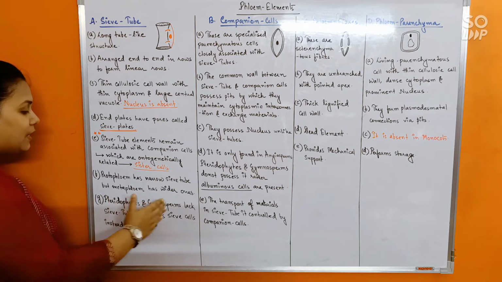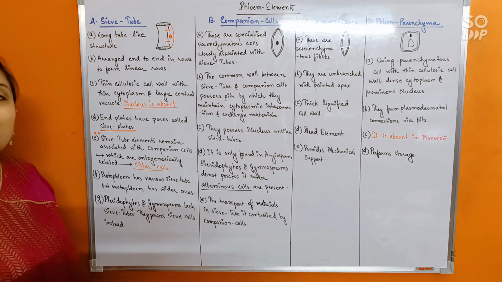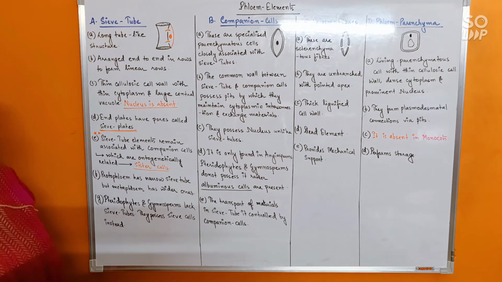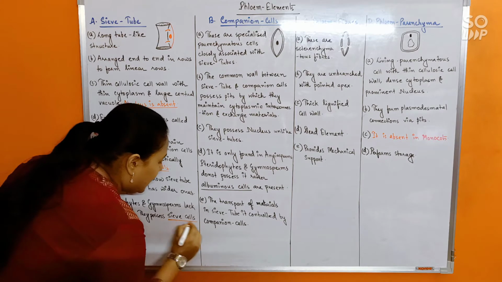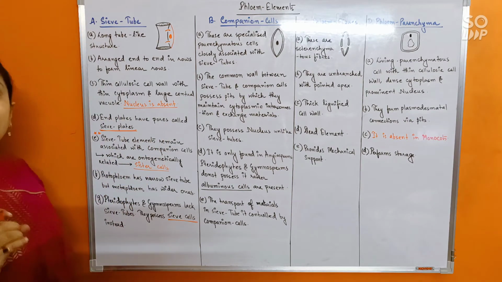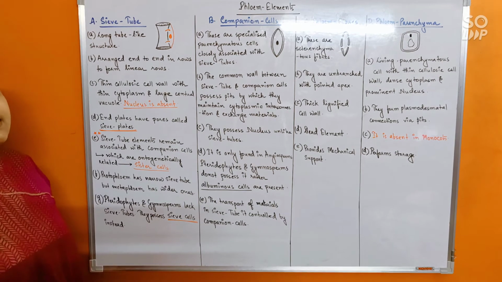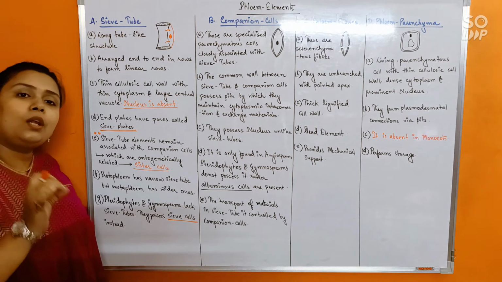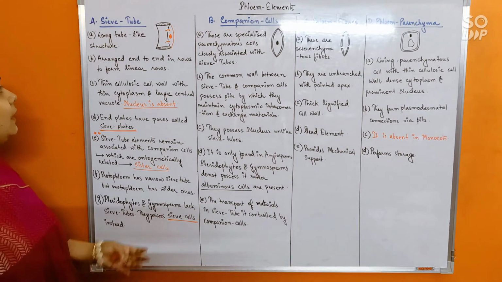Last is that pteridophytes and gymnosperms do not possess sieve tubes. So that means sieve tubes are also very advanced phloem elements. They are only present in angiosperms. They are not present in pteridophytes and gymnosperms. Rather, instead, they possess sieve cells. In gymnosperms, instead of sieve tube, a less developed structure is present, and that is sieve cells. So sieve tube is only found in angiosperms. Do remember that. Okay, so that's it regarding sieve tube.